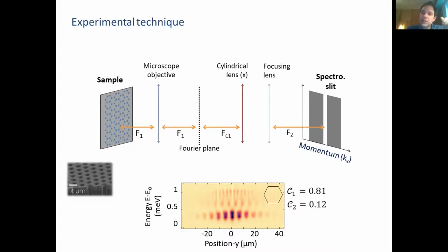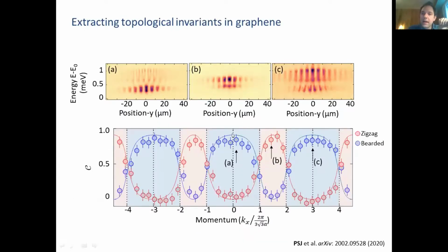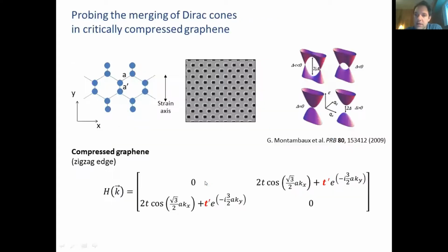But now what we can do is to laterally shift the position of the cylindrical lens and recalculate the value of the topological invariant for different positions inside the Brillouin zone. And you see that, as I was explaining before, for the two definitions of the unit cell, you really see the evolution from 1 to 0 to 1, and inversely for the other definition of the unit cell, which corresponds to a bearded edge, in fact. And each time this invariant changes is indeed related to where we have the position of these Dirac cones.